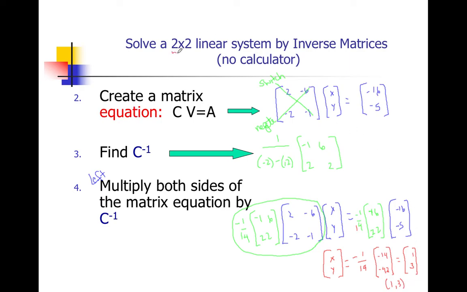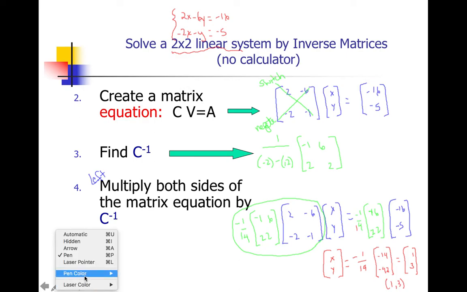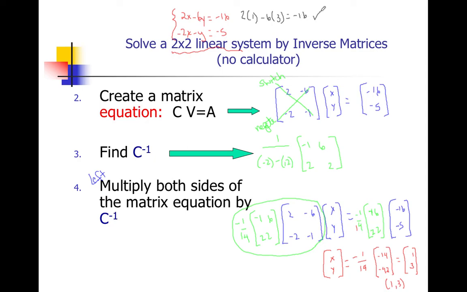That means way back with my original linear system, which was 2x minus 6y is equal to negative 16, and negative 2x minus y is equal to negative 5. That means it better be true that 2 times 1 minus 6 times 3 is equal to negative 16, is it? Yep. And negative 2 times 1 minus 3 better be negative 5, is it? Yep.